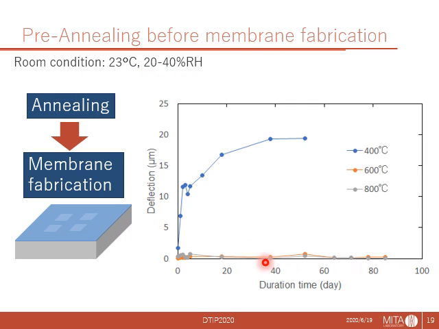This graph shows the change of pre-annealed membrane deflection. As with post-annealing, the 600 and 800 annealed membranes have been stable without wrinkle for 3 months. Considering the property of membrane changing, those results seemed reasonable. And even now, we are continuing the observation once a week for both post-annealing and pre-annealing samples.